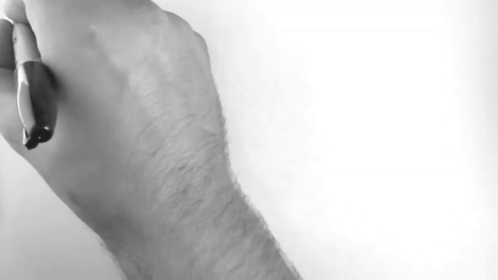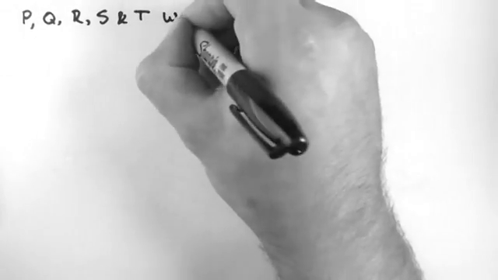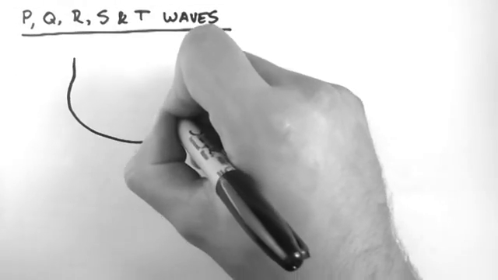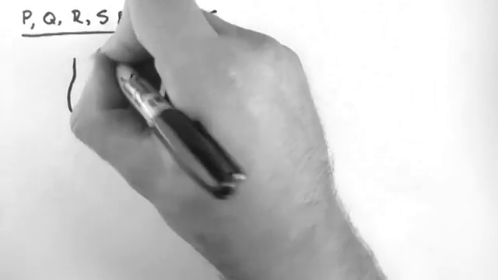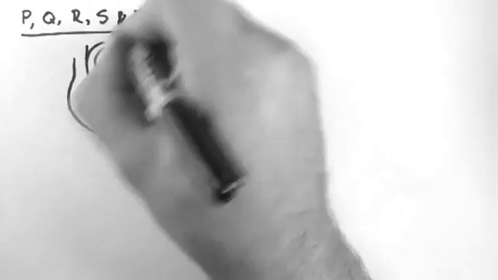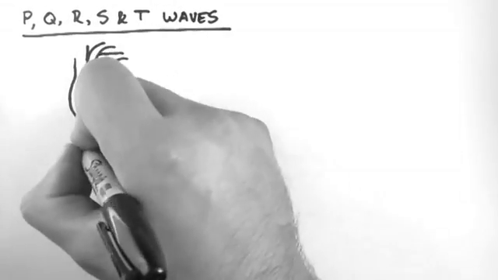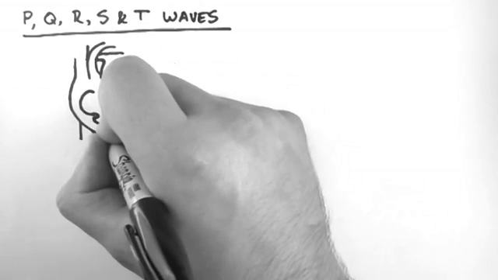Hi, in this tutorial I'm going to talk about the P, Q, R, S and T waves on an ECG. These are the waves you'll commonly see on a normal ECG recording. For this tutorial it's important you have an understanding of how an ECG works. See the previous tutorial on ECG first principles if you need more information.